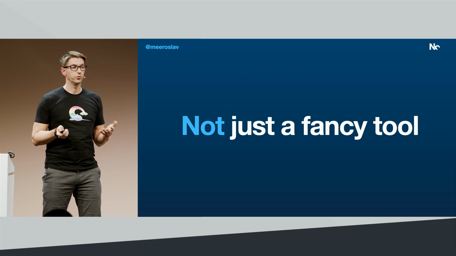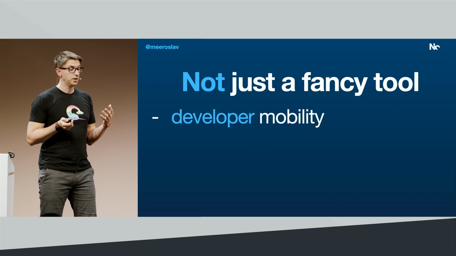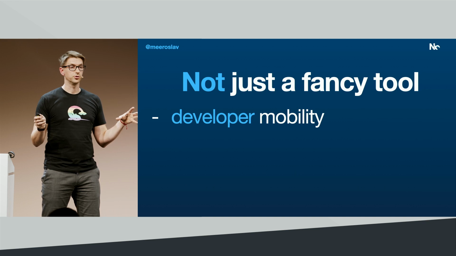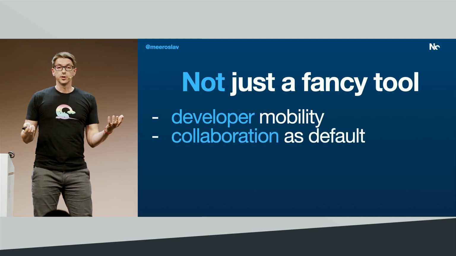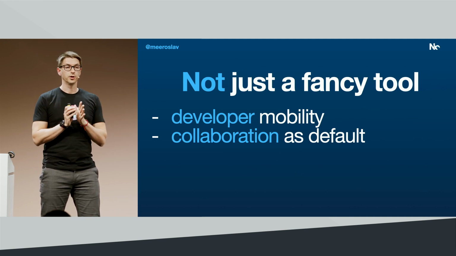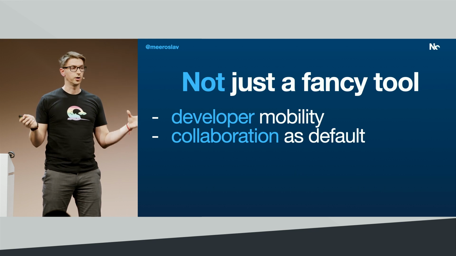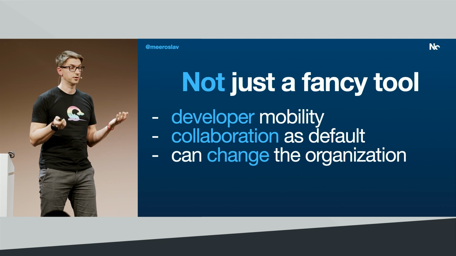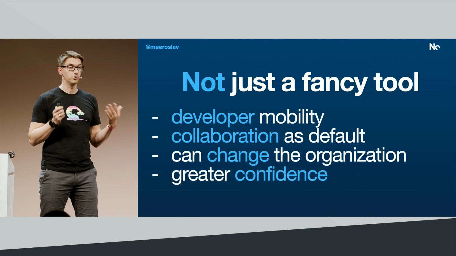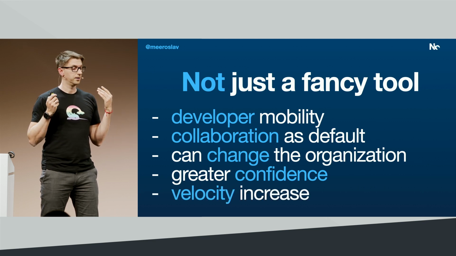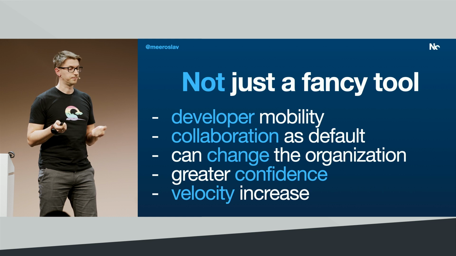And finally, it's not just a fancy tool that you use for developers. It also changes the way your organization works. It gives you greater developer mobility because when you're working together on the same solution, you can easily switch developers between different teams. You also get collaboration by default because now people are forced to work together. They are no longer teams that are competing with each other, but they are working together towards the same goal. And this changes the organization completely. And all this brings greater confidence in the code, and it creates bigger velocity.